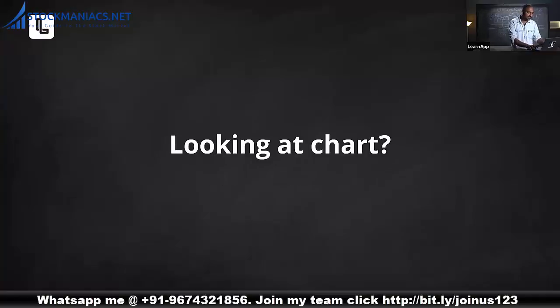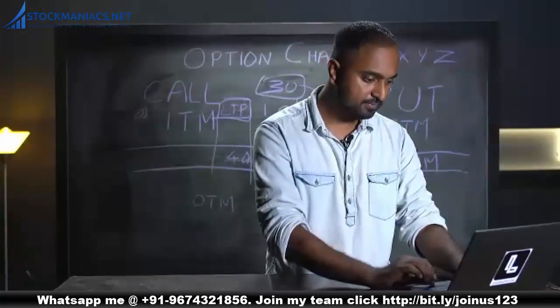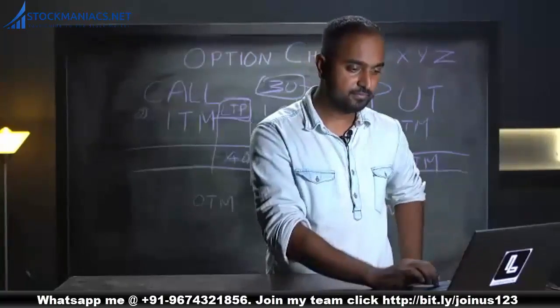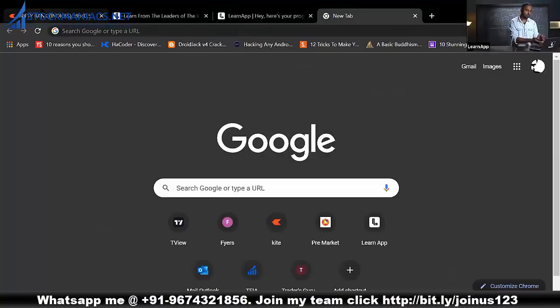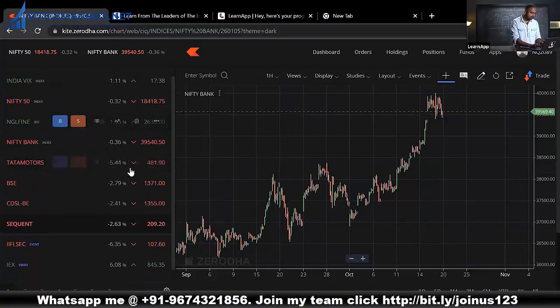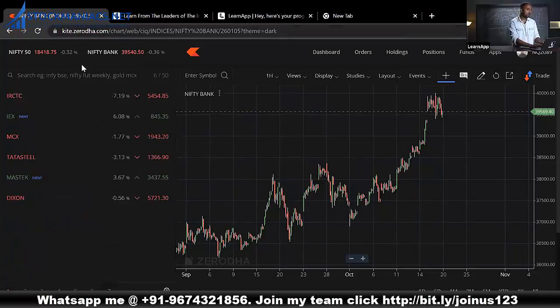So let's try to look at some chart and find out. One sec, I will try to share my screen. So for example, this is my terminal, and let's say Tata Motors. Okay, let's say I have Tata Steel, which is currently trading at 1,366.